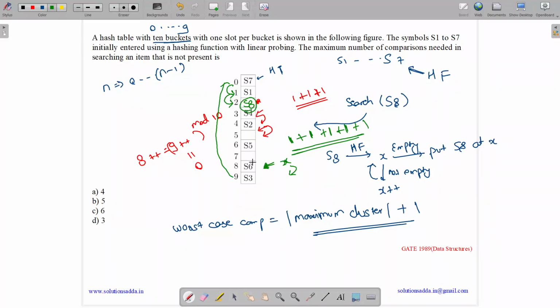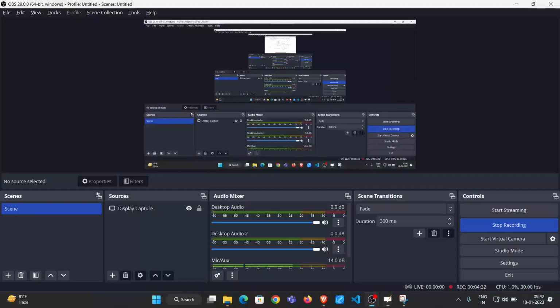The number of comparisons equals the size of the largest cluster, which is 1, 2, 3, 4. 4 plus 1, which is 5. It is 4 plus 1 equals 5 for linear probing. So the answer is option B.